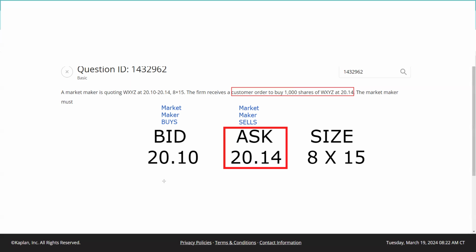And he says, wow, what was that all about? I said, well, it was an executable limit order. You said you want to buy it at 20.14. I was willing to sell at 20.14, so we're done.